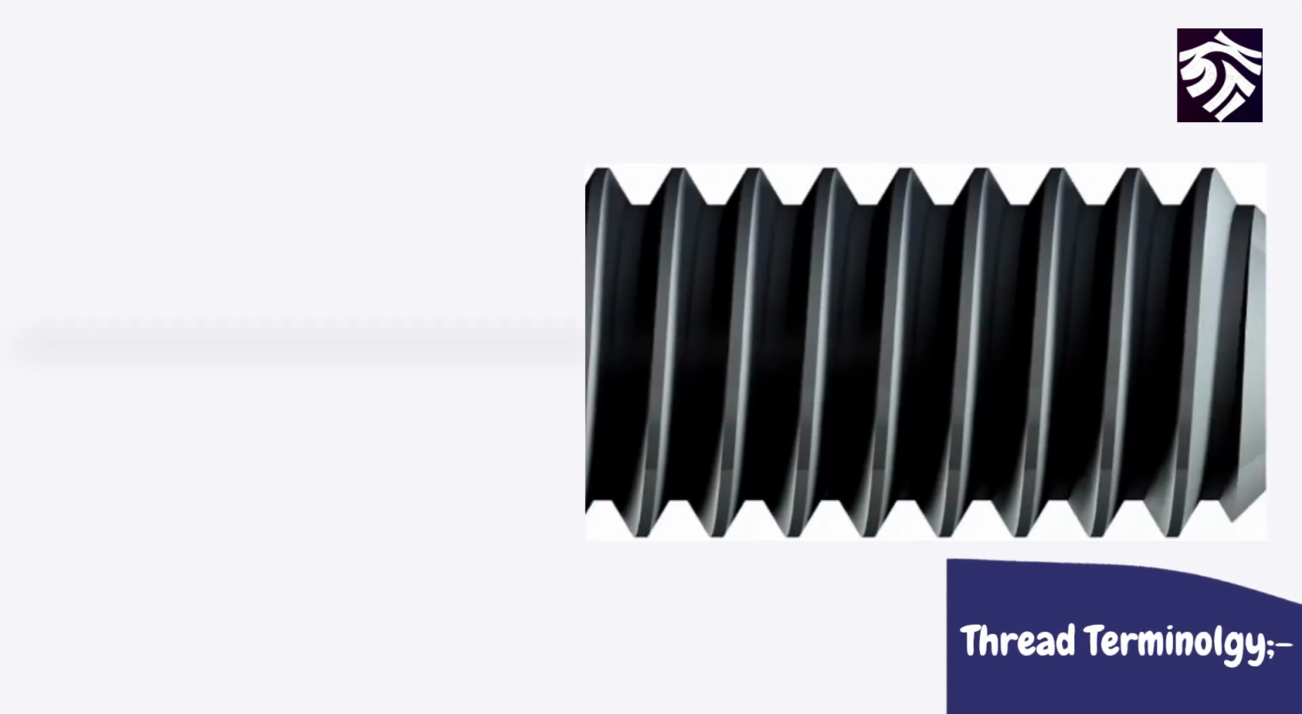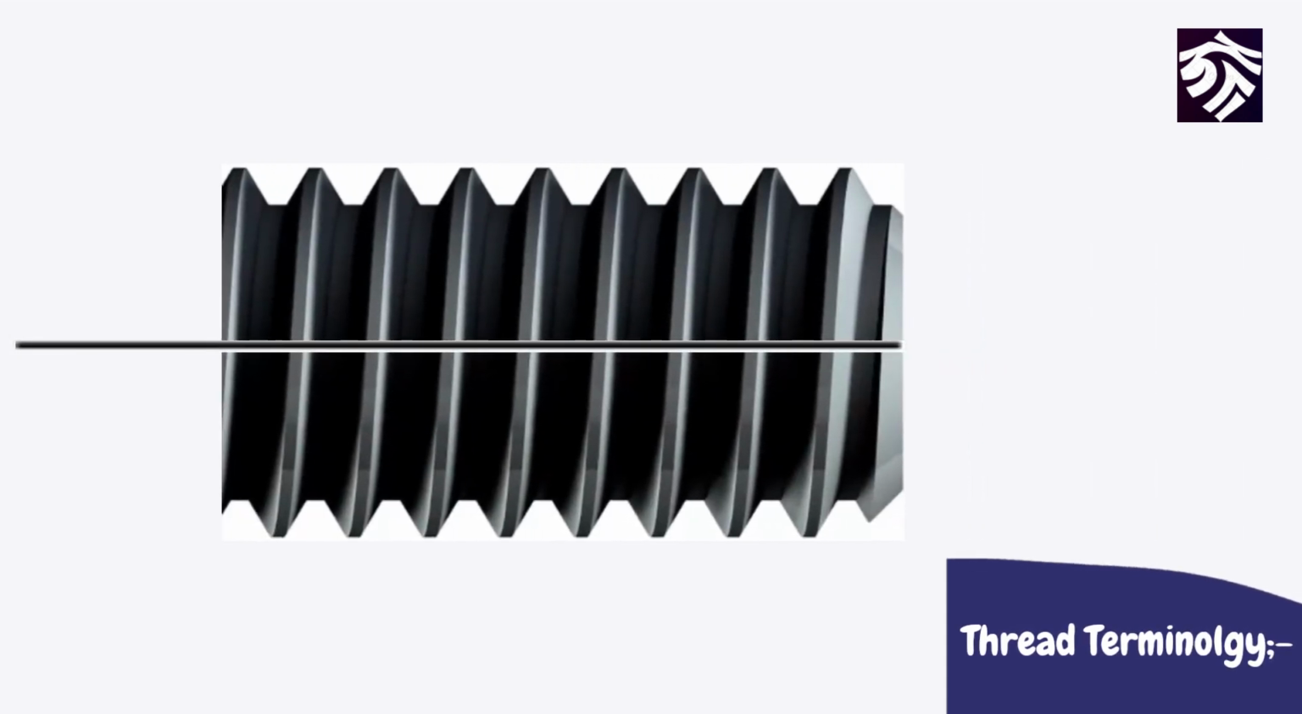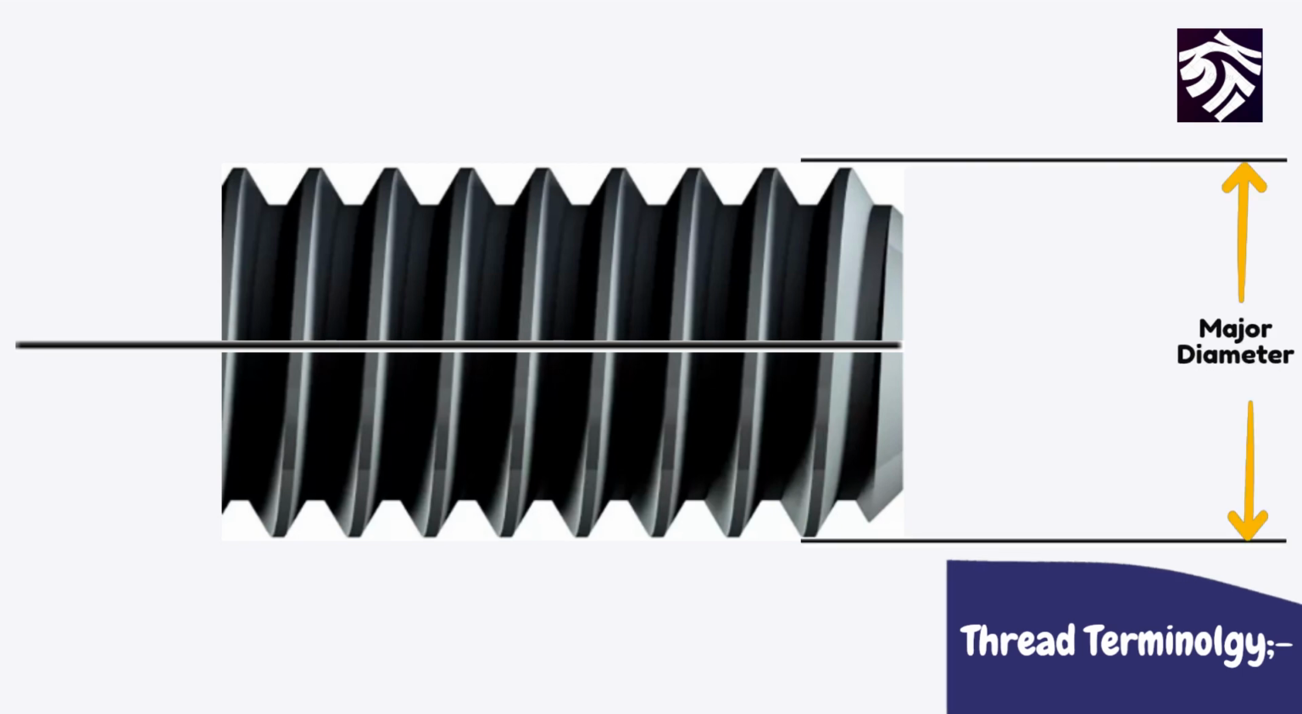It is very important to understand the thread terminology. Thread terminology refers to the various terms used in screw threads. The various elements of a screw thread are here. Let's start with major diameter. It is the diameter of an imaginary coaxial cylinder, which bounds the crest of an external thread or the roots of an internal thread. Capital D denotes the major diameter of the internal and external threads.